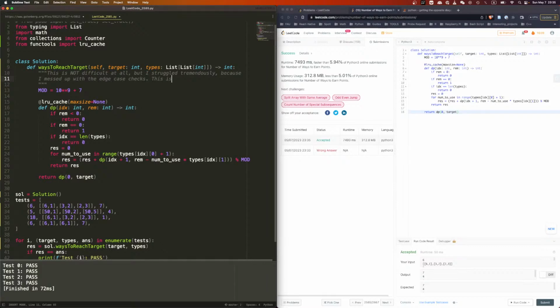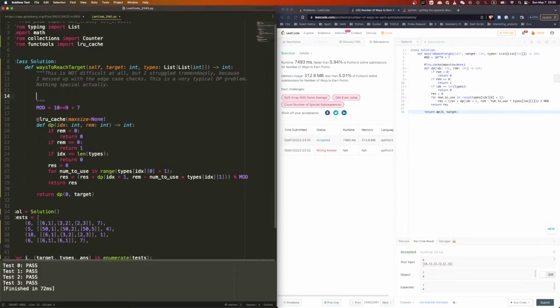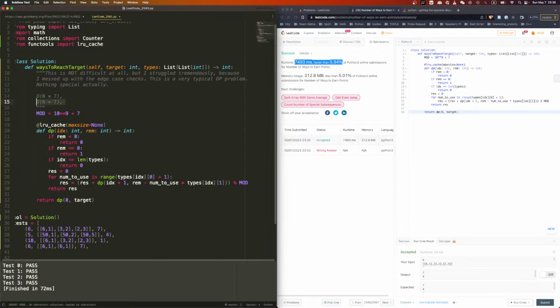I mean, this is very typical, right? Typical DP problem. Nothing special, actually. Index n times t, right? I mean, runtime is pretty bad, so maybe there are better solutions. I am not sure.